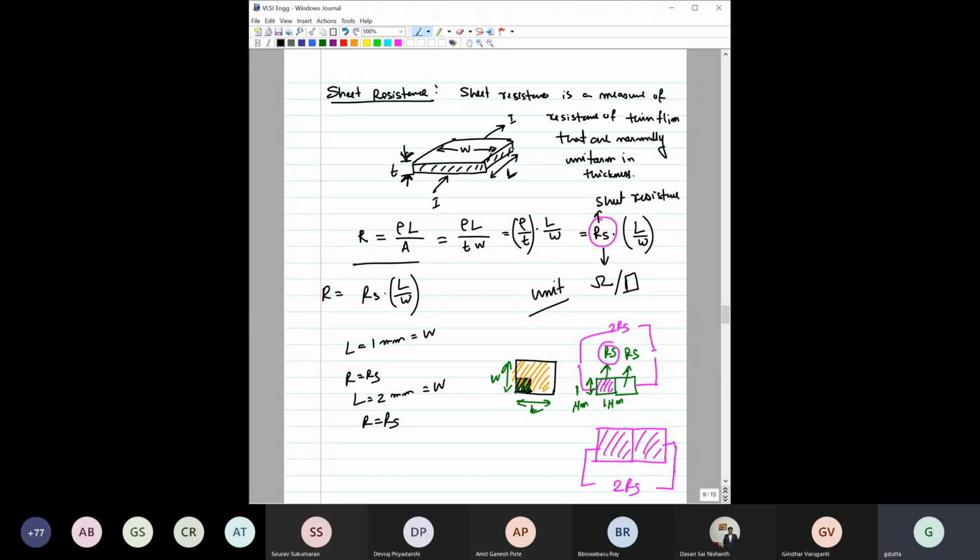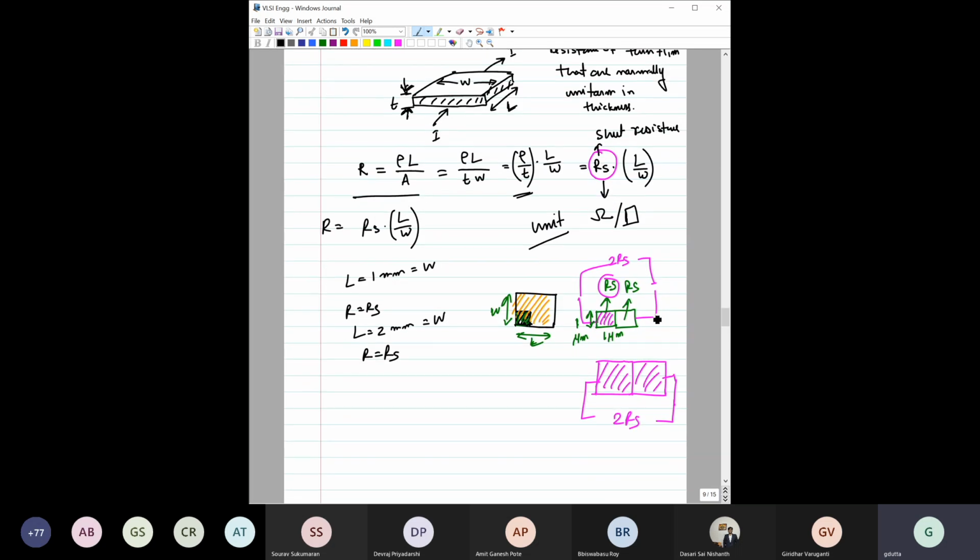You can think of it that way as well. While discussing this, we saw that the resistance can be interpreted as rho by T into L by W, where rho by T, the resistivity per unit thickness, is nothing but the sheet resistance. If you consider it from a unit point of view, the sheet resistance unit has to be the same as that of a resistor. But to differentiate it from a normal resistor, what we generally write is ohm per square. So what does this square mean?